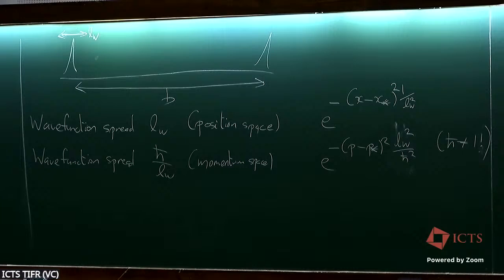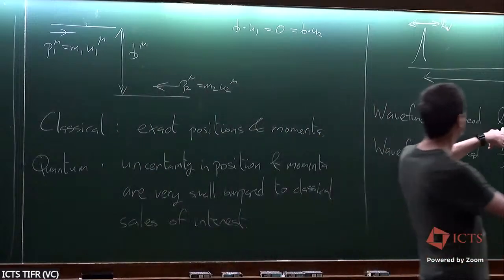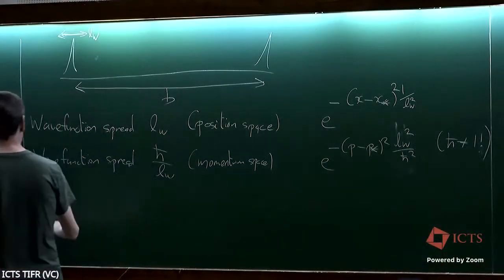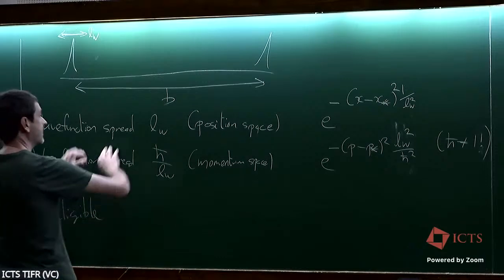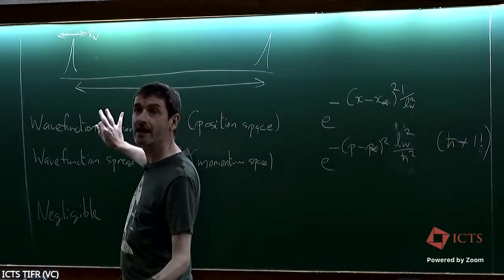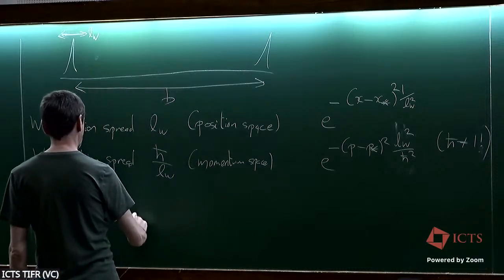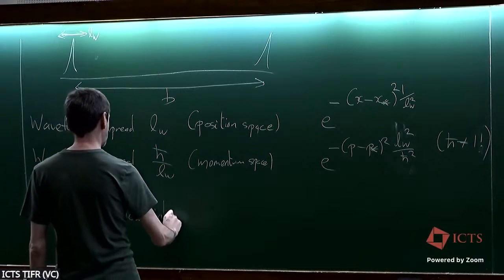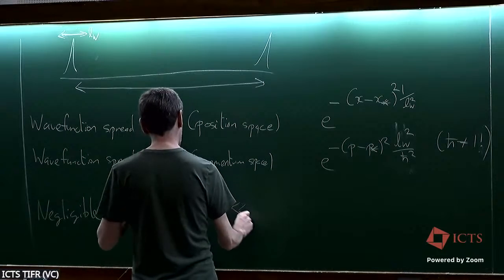Okay, very good. Now, I want my wave packets to have the property that the uncertainty is negligible compared to the classical scales of interest. So in particular, I want the wave packet spread to be very small compared to classical scales of interest. The spatial scale I have of the classical problem at this stage is just B. So LW better be very small compared to B.